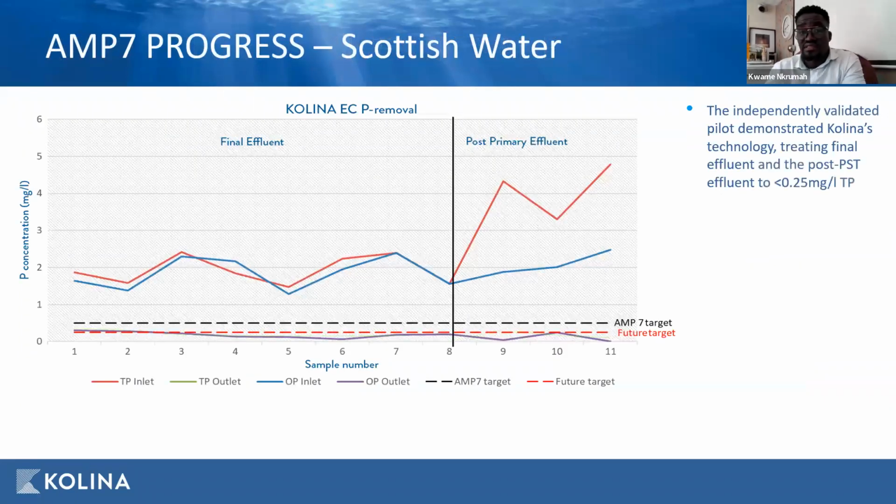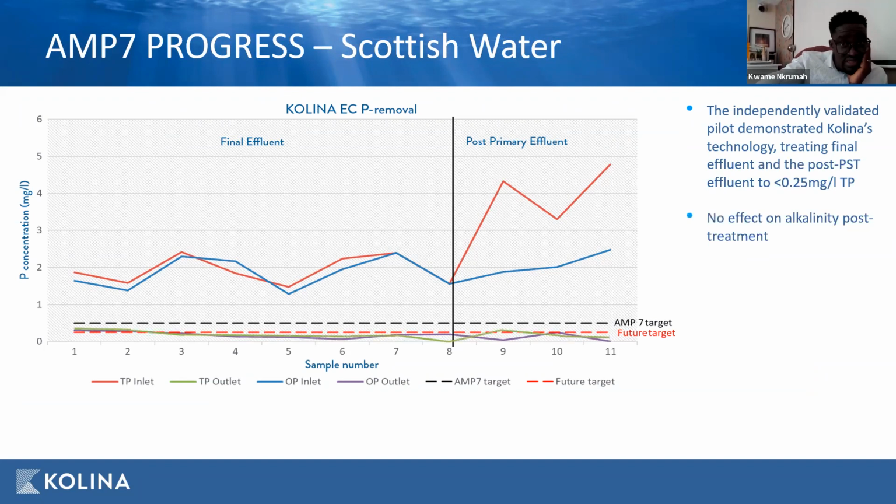So this is a snapshot of the results we managed to get out of the trial during our bonus. We looked at different integration points, and we went in initially looking to see if we could demonstrate removal down to 0.5 mg/L. But as we did that, we thought, let's push the ante up a little bit and look at getting down to 0.25, for any future peak consents that may well be on the horizon. And as you can see, although there was a significant swing in the quality of the incoming effluent, we managed to consistently get down to below 0.25.